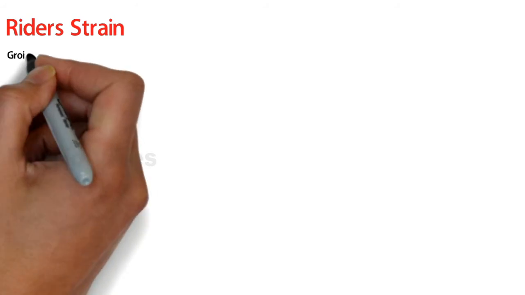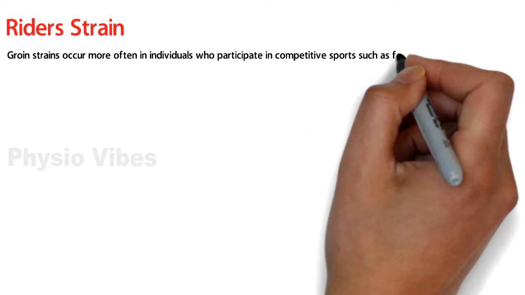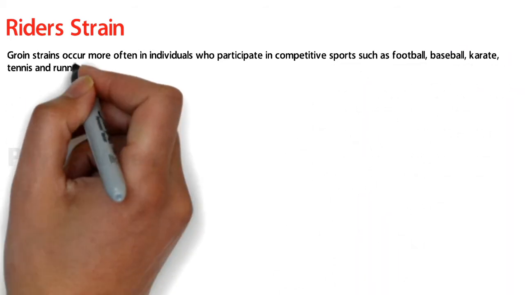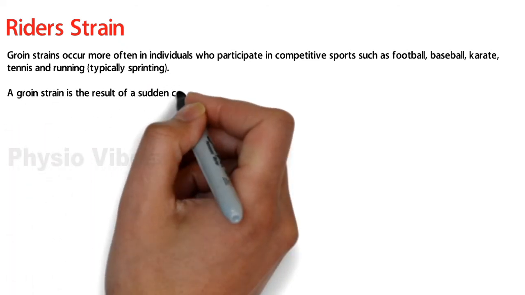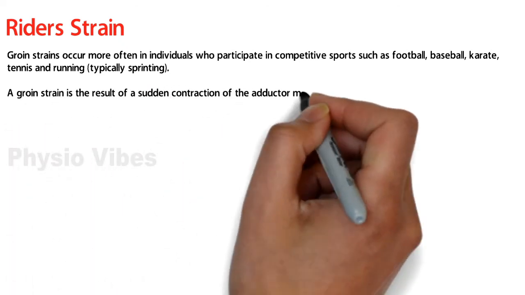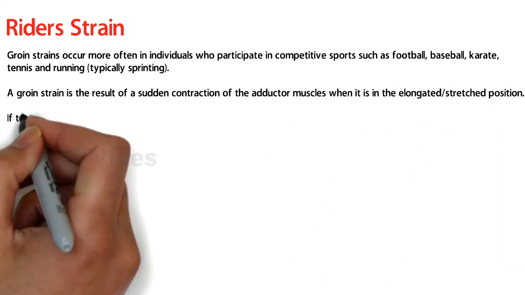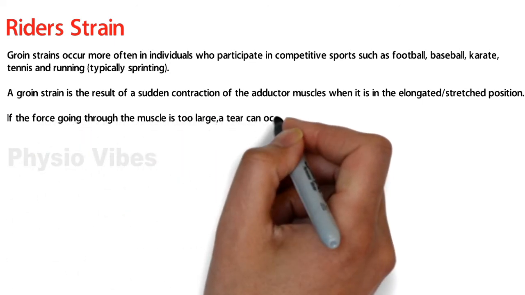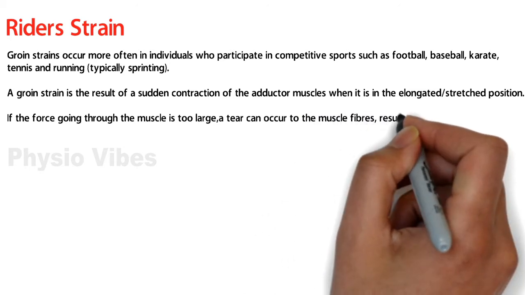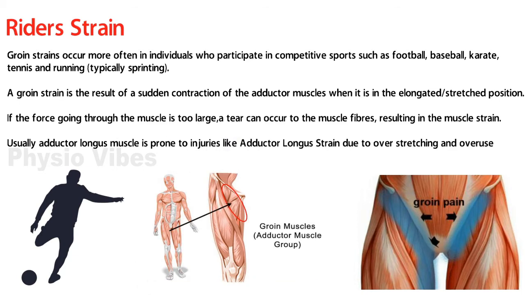Rider's strain. Groin strains occur more often in individuals who participate in competitive sports such as football, baseball, karate, tennis and running, typically sprinting. A groin strain is the result of a sudden contraction of the adductor muscles when it is in the elongated, stretched position. If the force going through the muscle is too large, a tear can occur to the muscle fibers, resulting in the muscle strain. Usually the adductor longus muscle is prone to injuries like adductor longus strain due to overstretching and overuse.